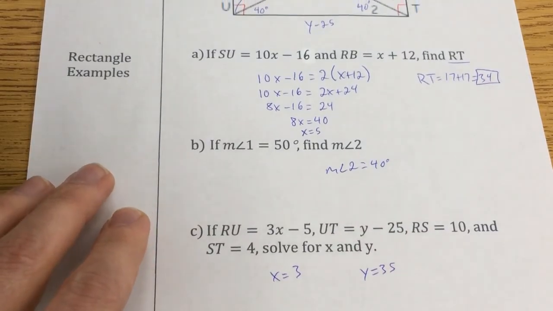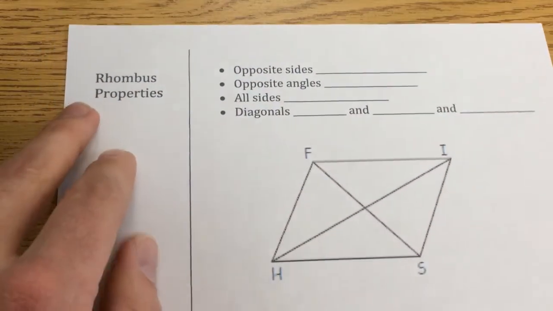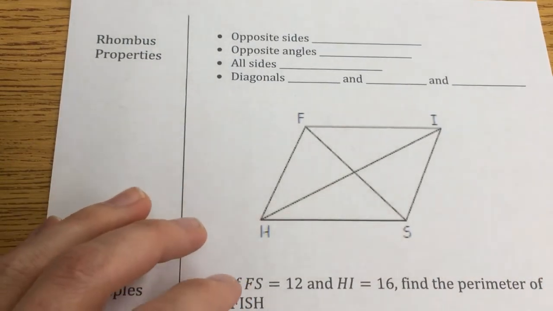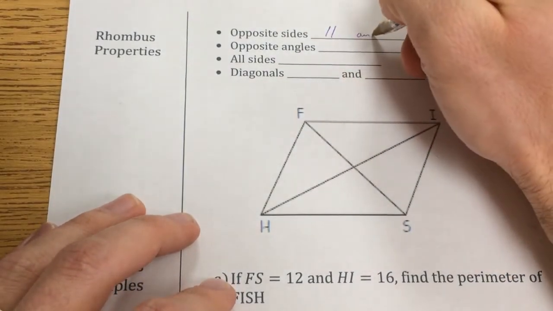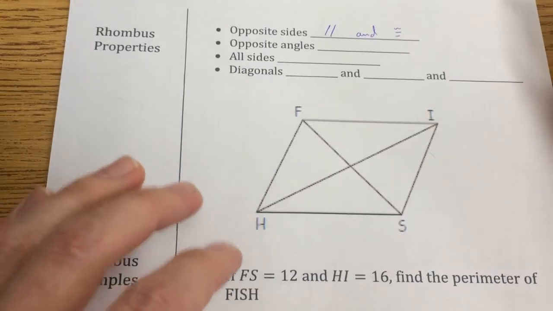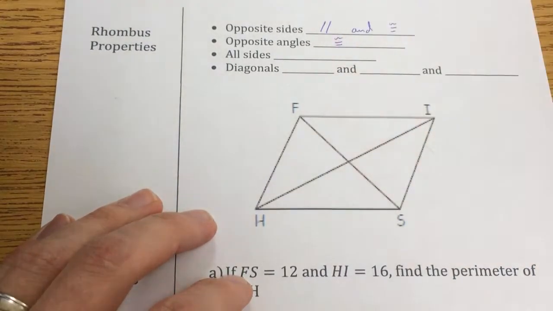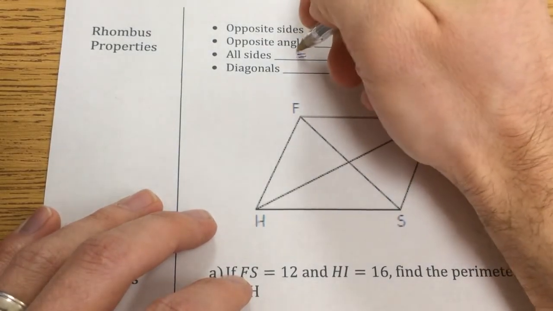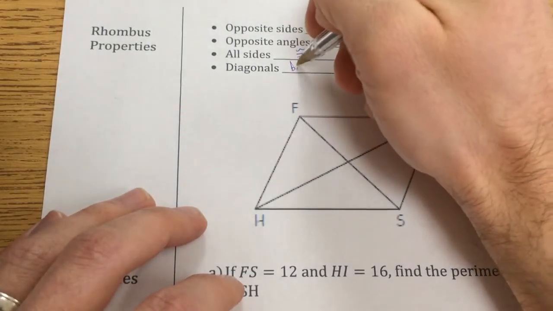All right, next we have our rhombus. Rhombus properties. Like we said, rhombus is just a parallelogram. So we have a couple things that are left over from the parallelogram. The opposite sides are parallel and congruent still. The opposite angles in this case are still congruent, like our normal parallelogram. What's different though is that all sides are congruent. We should know that about a rhombus. All sides are congruent. The diagonals still bisect each other.